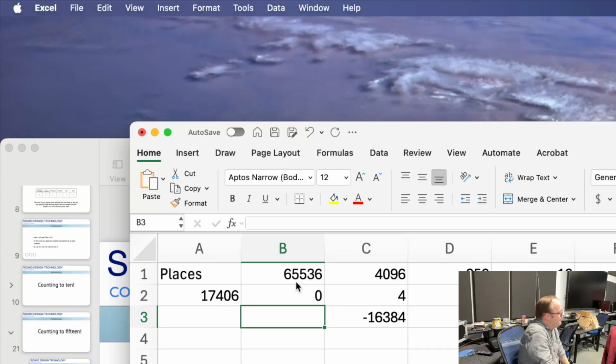Okay? How are we doing? Getting there? So let's do some backwards ones. Where are we starting?